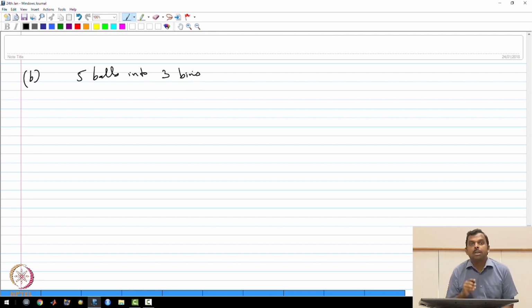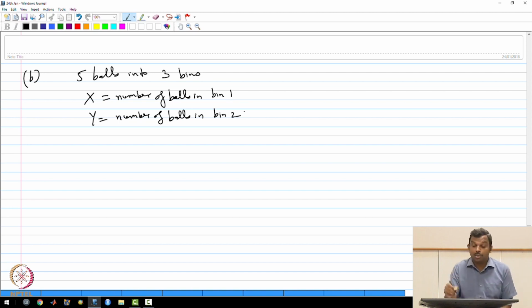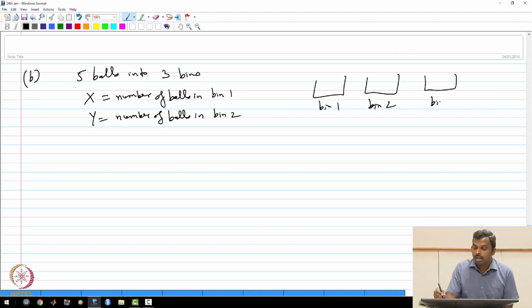Okay, so the third bin is the additional thing that happened here, but I'll let x and y be the same thing again. Okay, x is the number of balls in bin 1 and y is the number of balls in bin 2. That we won't change. Remember, there's 3 bins now. It's not just 2 bins. And then we're still throwing 5 balls. Okay, so this could go anywhere.